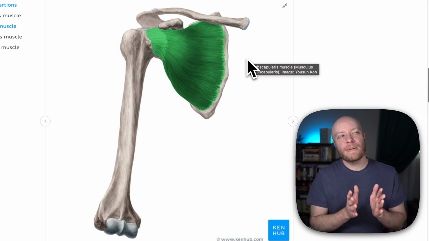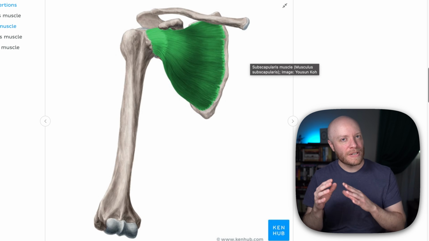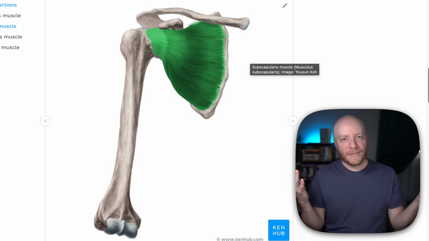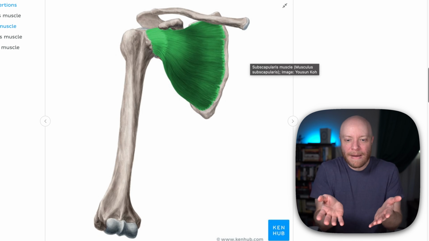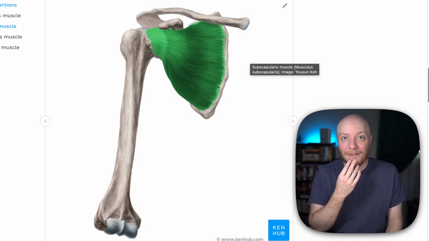Now, when you break that name down, subscapularis, right? Sub means below. Scapularis is in reference to the scapula. It makes you wonder, how on earth is this below the scapula? It sure looks like it's in front of the scapula.